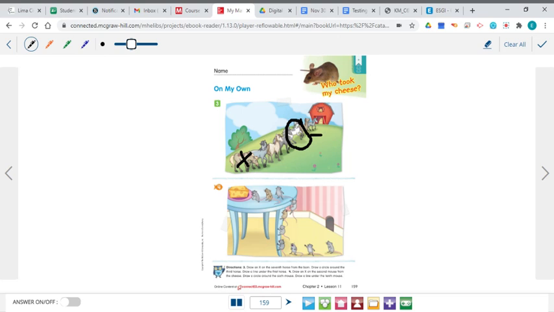Let's check out the picture of the mice. Now, which direction are they going? Are they going toward the cheese or away from the cheese? Right, mice are definitely going toward the cheese, right?